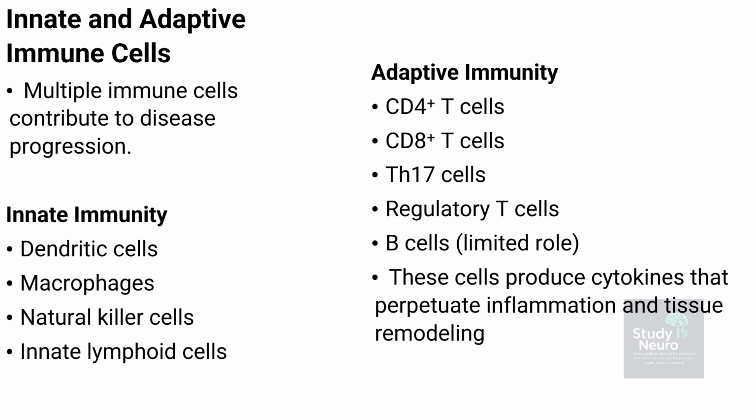The adaptive immune system then plays an important part through cluster of differentiation 4 positive T cells, cluster of differentiation 8 positive T cells, T helper 17 cells, and regulatory T cells, while B cells appear to have a smaller role. And together, these cells release inflammatory signals that keep inflammation active and promote ongoing tissue remodeling. This process drives disease progression.